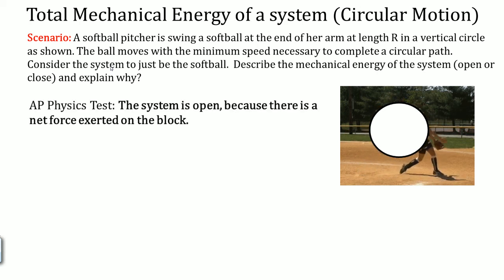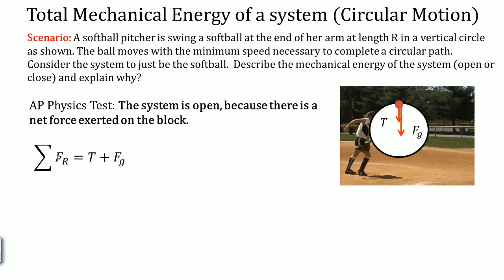So if we take a look, we would say that the system is actually open because there's a net force exerting on the block. Where's that coming from? Well, if you have seen this, at the top of the circular path, there has to be a minimum speed necessary to overcome that circular path. There are two forces going towards the center: force of gravity and force of tension. That makes up the centripetal acceleration. So you could say that the summation of Fc is made up of tension and force of gravity. Make the substitution: force centripetal is m a_c, and solve for a.